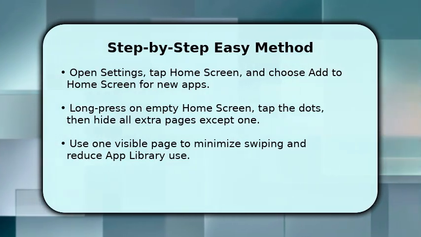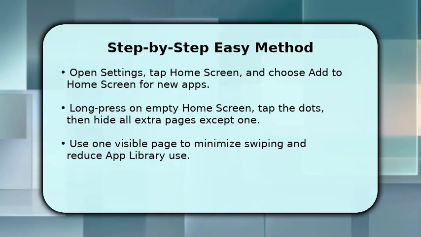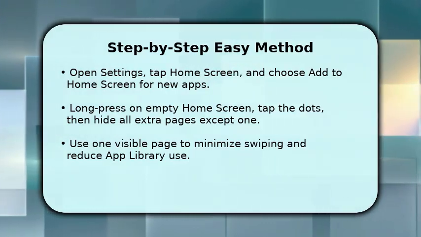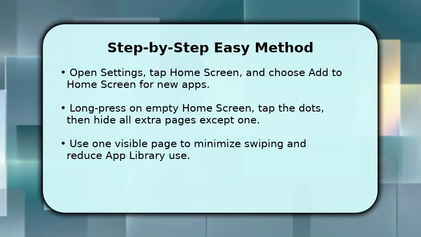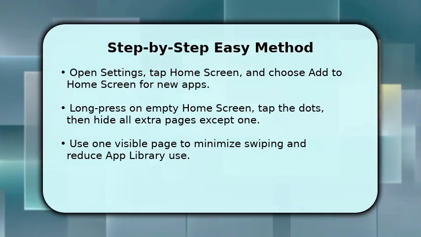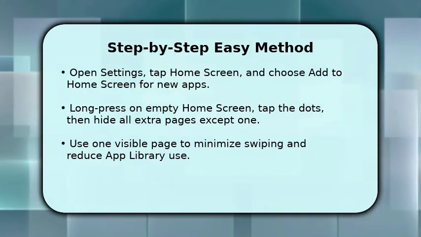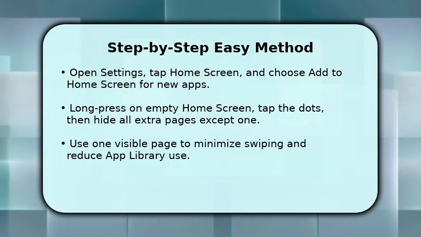Next, long press an empty area on the home screen until icons jiggle and tap the page dots at the bottom. Deselect or hide all extra pages except one visible page to simplify navigation. With one visible page, you minimize swiping toward the app library and keep most apps on your home screen.